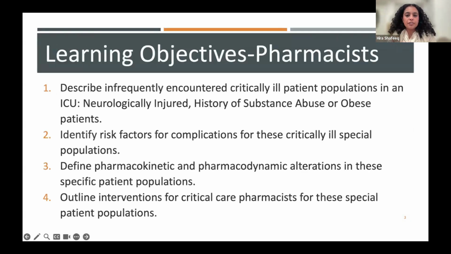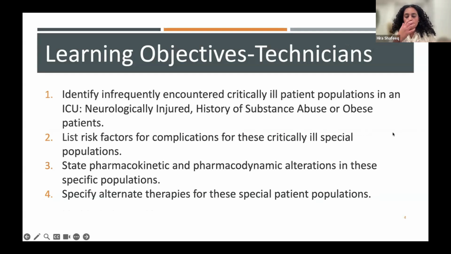Today, overall, my learning objectives for the pharmacist: I want to describe the infrequently encountered critically ill patient population, especially neurologically injured, those with a history of substance abuse, or obese patients. I want us to be able to identify risk factors for complications for these critically ill special populations, define some specific pharmacokinetic and pharmacodynamic alterations in these populations, and of course, outline some interventions for critical care pharmacists. When it comes to the technicians, specifically number 4, I want them to also be able to specify the alternate therapy for these patient populations and state some of the pharmacokinetic and pharmacodynamic alterations.